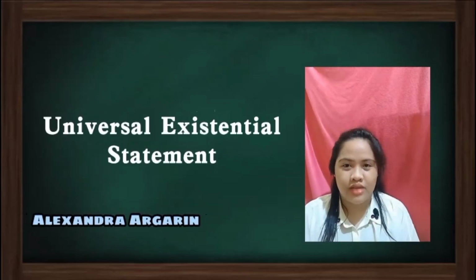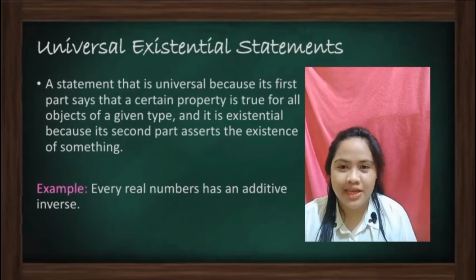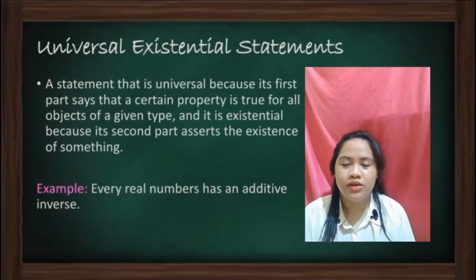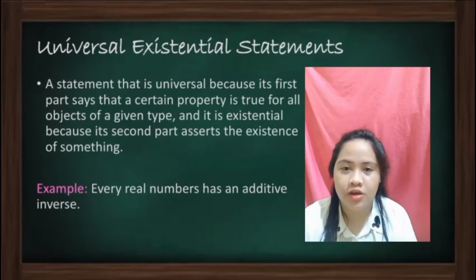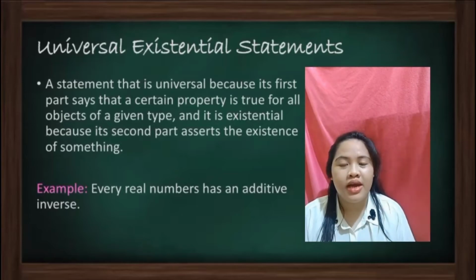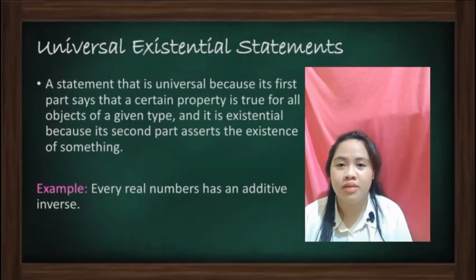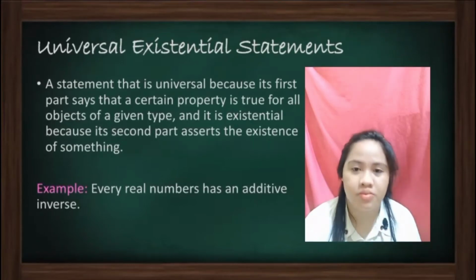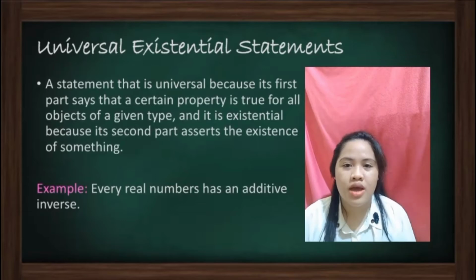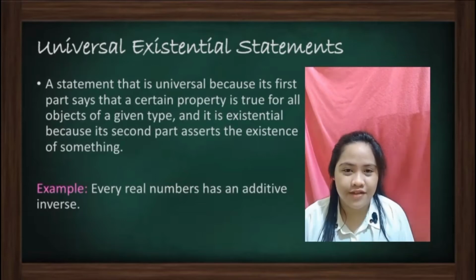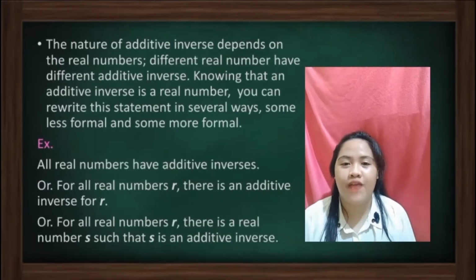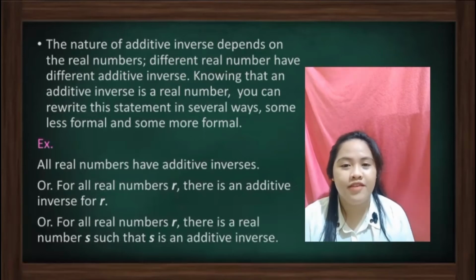Universal existential statements. A statement that is universal because its first part says that a certain property is true for all objects of a given type, and it is existential because its second part asserts the existence of something. Example: every real number has an additive inverse. The nature of the additive inverse depends on the real number. Different real numbers have different additive inverses.